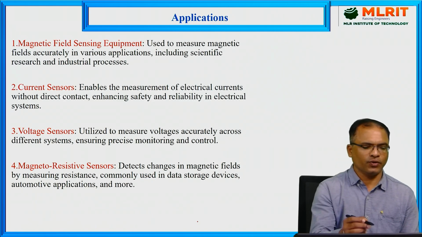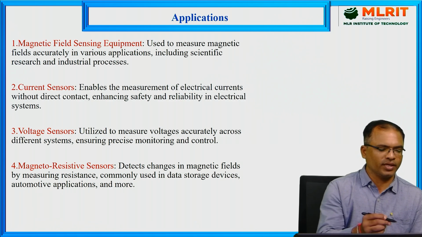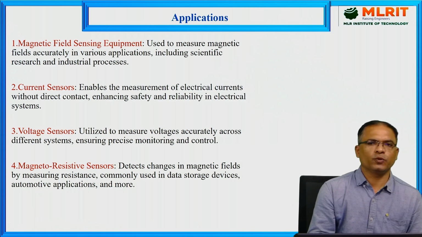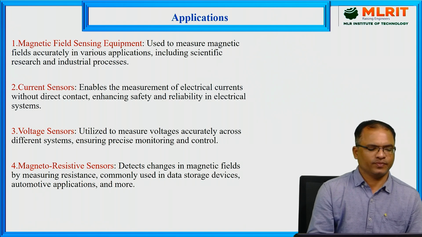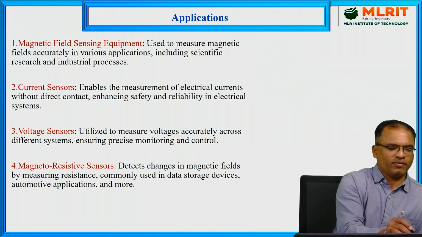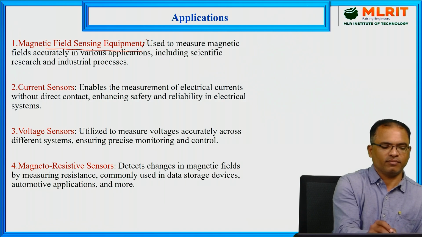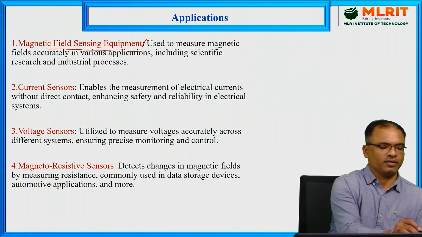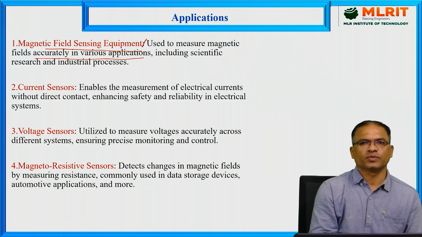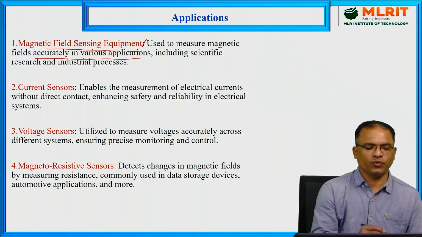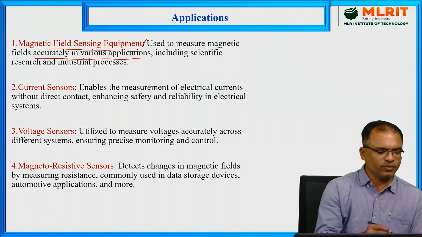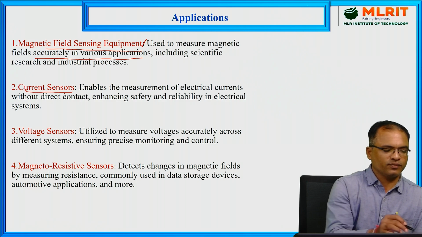In continuation to the previous slide, these are some more applications. Generally Hall effect is mainly used in sensors. Many will be there. One is magnetic field sensing equipment, used to measure magnetic fields accurately. Instead of traditional methods, if you use Hall sensors, we are able to determine magnetic fields to a high degree of accuracy. Coming to the second application, they are used in current sensors.